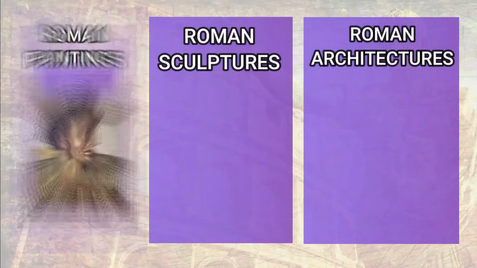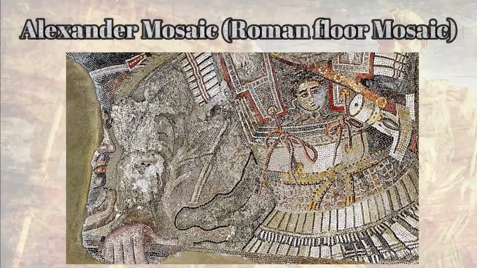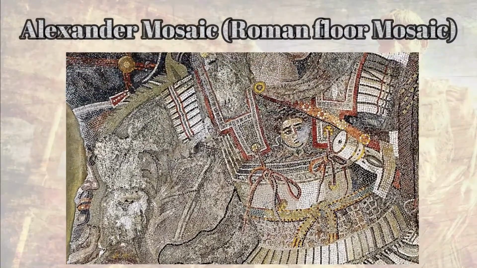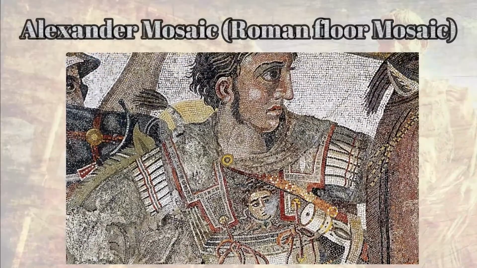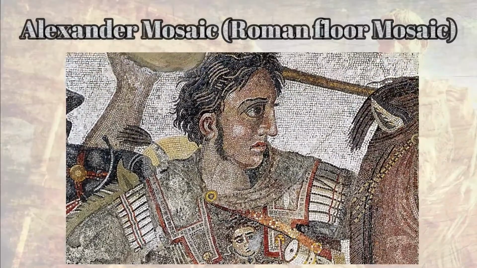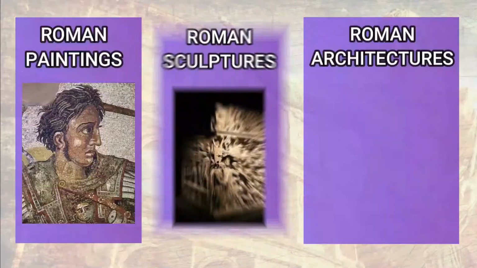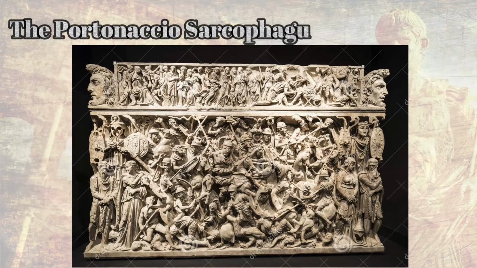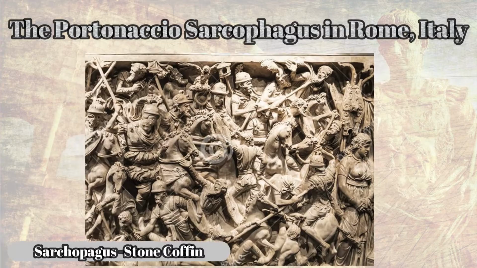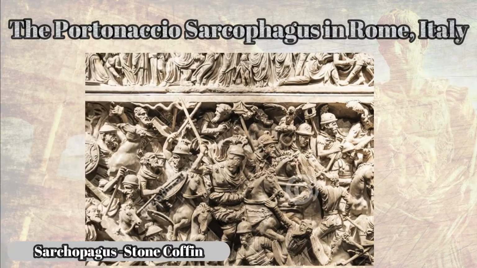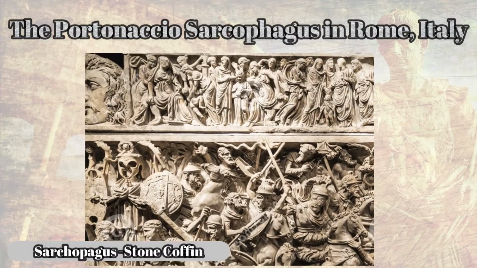Roman paintings. Among the best preserved of all forms of Roman art are mosaics. The materials that were used in Roman mosaic are small pieces of colored glass, stones, or other materials. Roman sculptures. Roman relief sculptures can be seen on sarcophagi and grave altars. One classical example of sarcophagi or stone coffin is the Portonaccio sarcophagus.